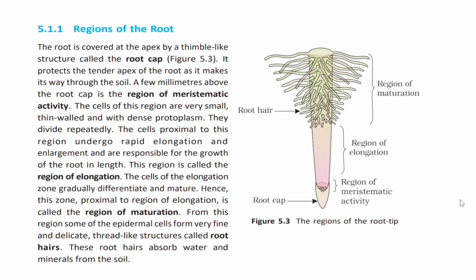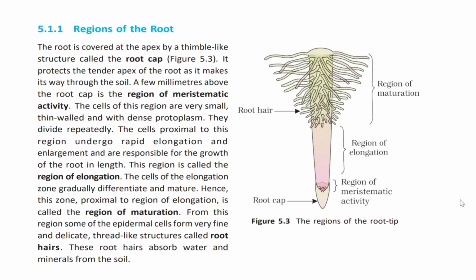5.1.1 Regions of the root. The root is covered at the apex by a thimble-like structure called the root cap. It protects the tender apex of the root as it makes its way through the soil. A few millimeters above the root cap is the region of meristematic activity. The cells of this region are very small, thin-walled and with dense protoplasm. They divide repeatedly. The cells proximal to this region undergo rapid elongation and enlargement and are responsible for the growth of the root in length. This region is called the region of elongation.